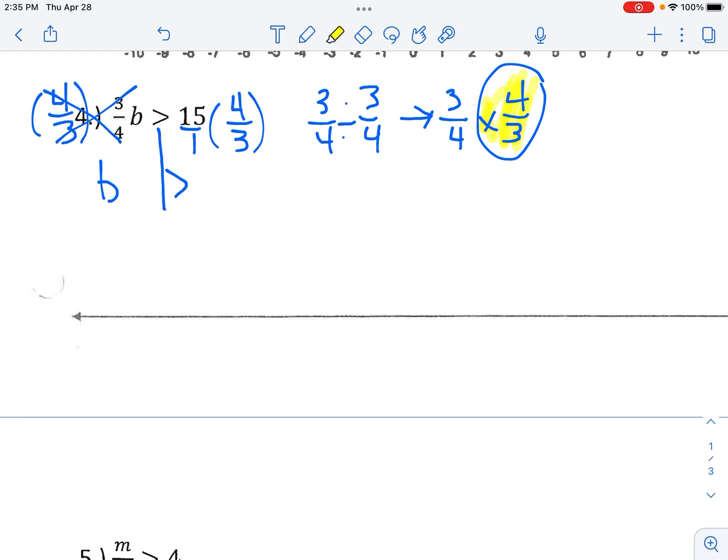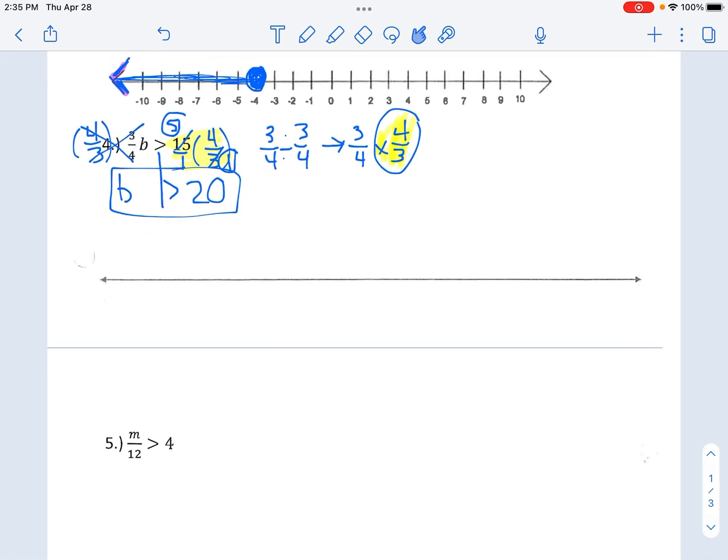So now I'm focused right up here on 15 times 4/3. Cross cancel the 3 and the 15. 3 divided by 3 is 1. 15 divided by 3 is 5. 5 times 4 is 20. Solution, b is greater than 20.